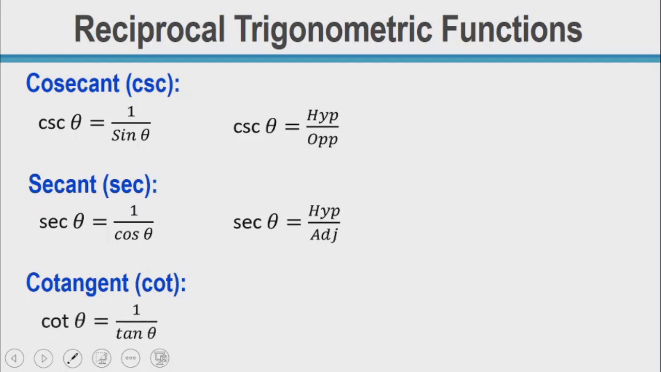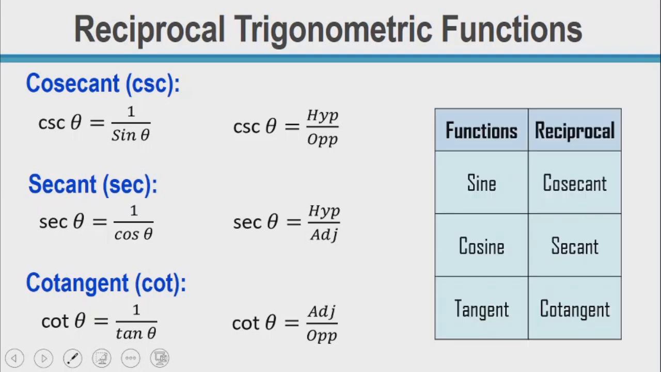And cotan theta is the reciprocal of the tangent, okay? So it's going to be 1 over tan theta. So that means the cotan theta will be adjacent over opposite. So again, remember that for sine, cosine, and tangent, you can just say SOHCAHTOA. So this is a summary table that is showing you the functions and the reciprocal.